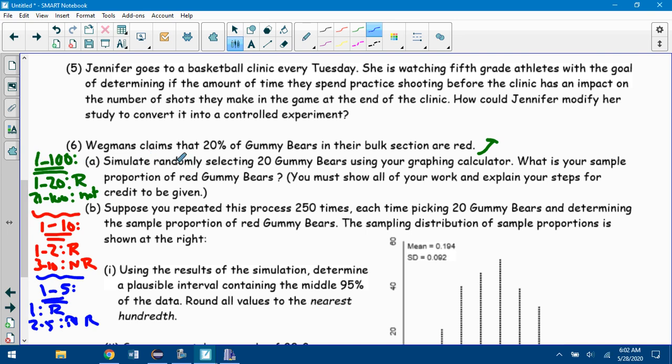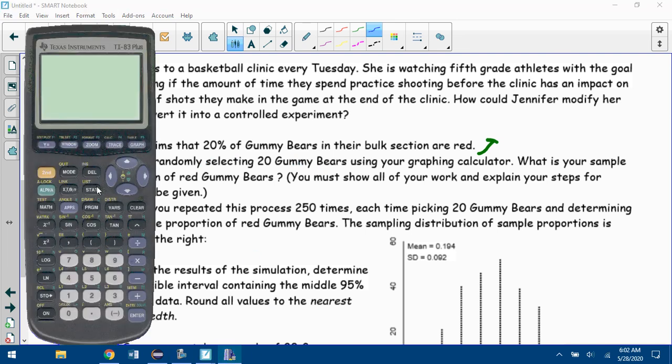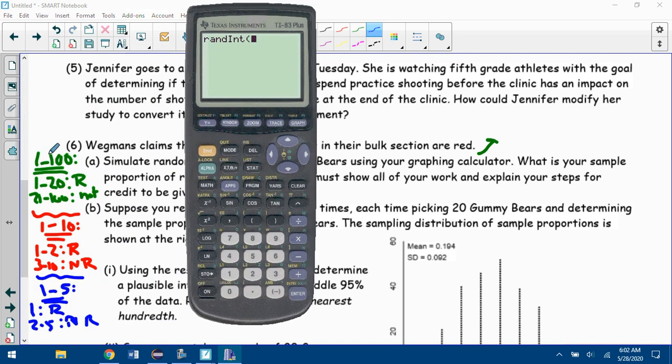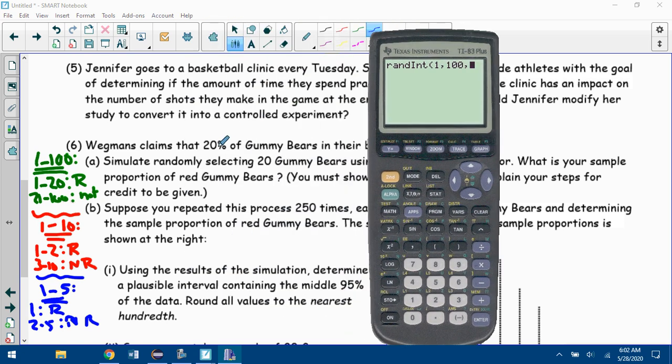Okay, so when you simulate selecting 20 gummy bears, this is where you go to your calculator and you go to math, over to probability, randint. Whatever you want to use. I'm going to do 1 to 100. So if I do 1, comma 100, lower, upper, and then you need to specify how many. How many numbers are we picking here? 20. Selecting 20 gummy bears.